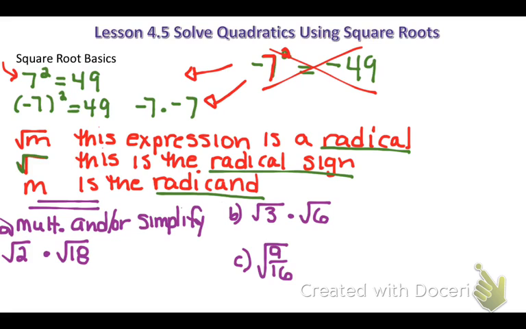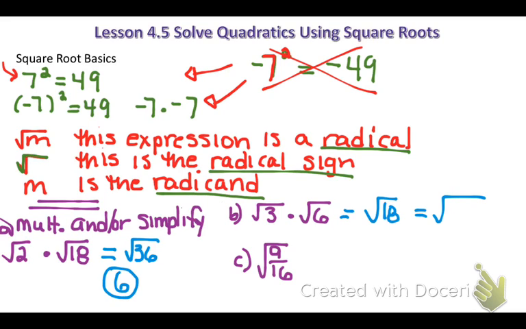So example letter A, we have the square root of 2 times the square root of 18. I can just multiply those together to get the square root of 36, and that simplifies to 6. For letter B, we have 3 times 6, which is equal to 18. And then we can break that into 9 times 2, we can factor it, or we could say 9 times 2 this way. Either way, we end up with the answer 3 square root 2.